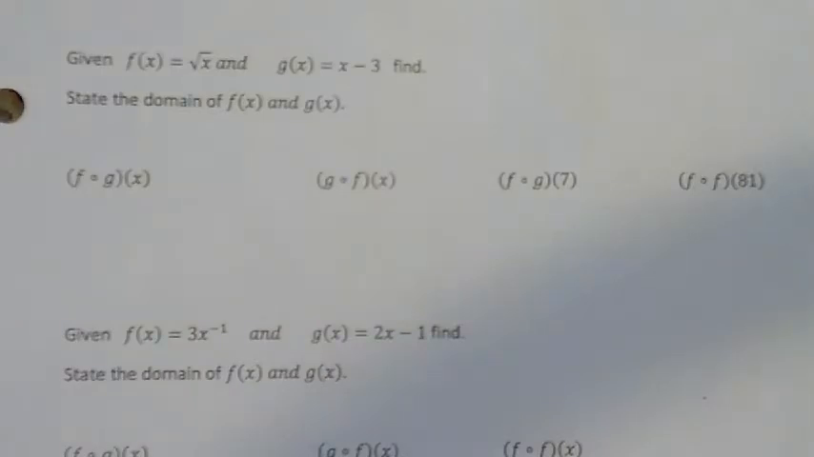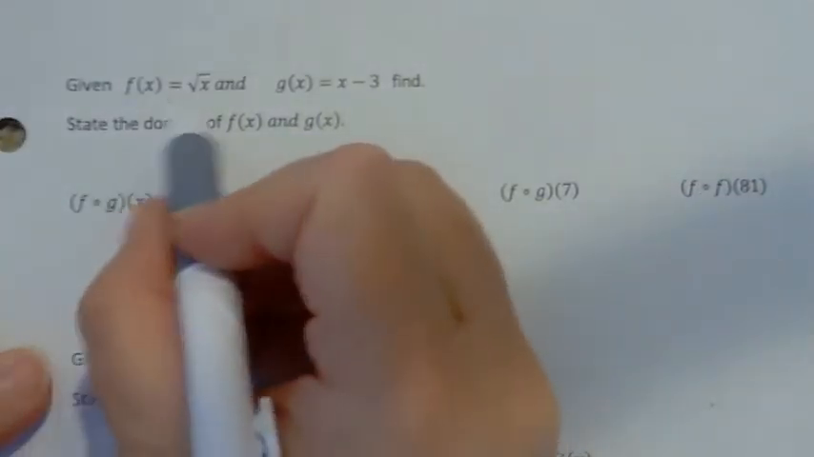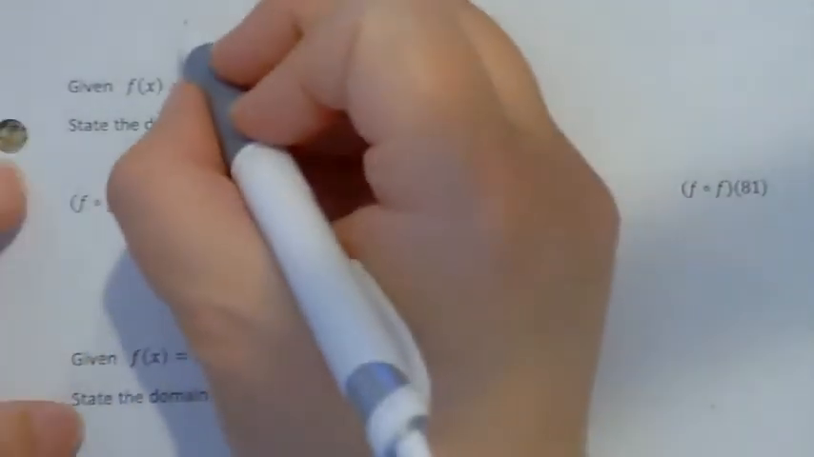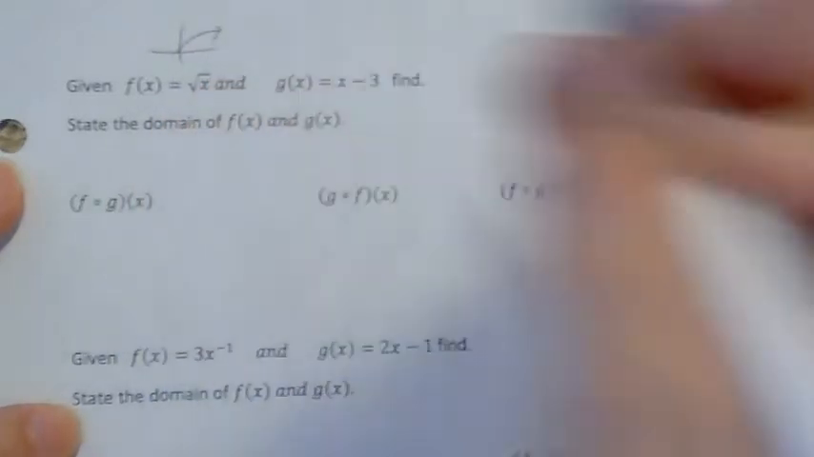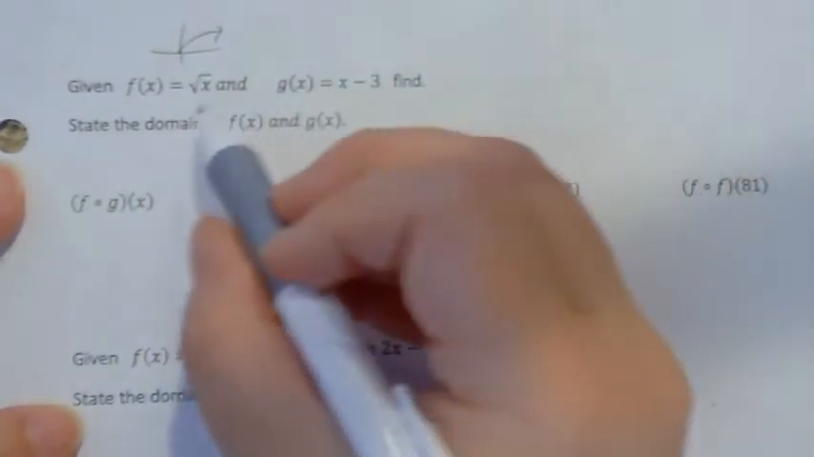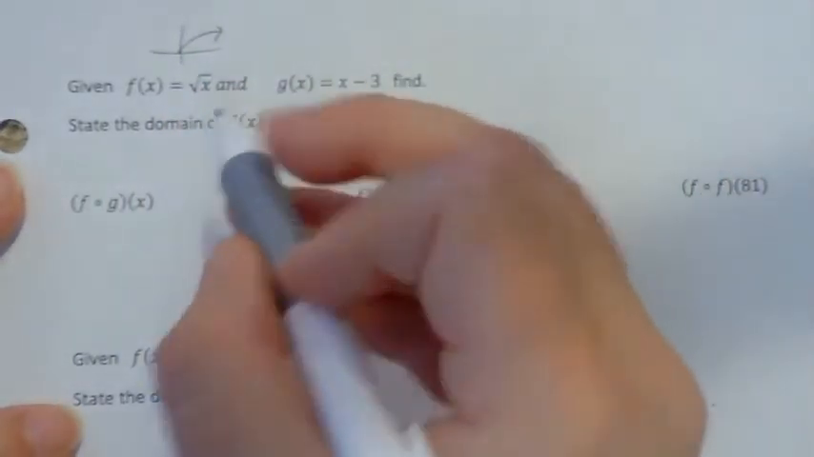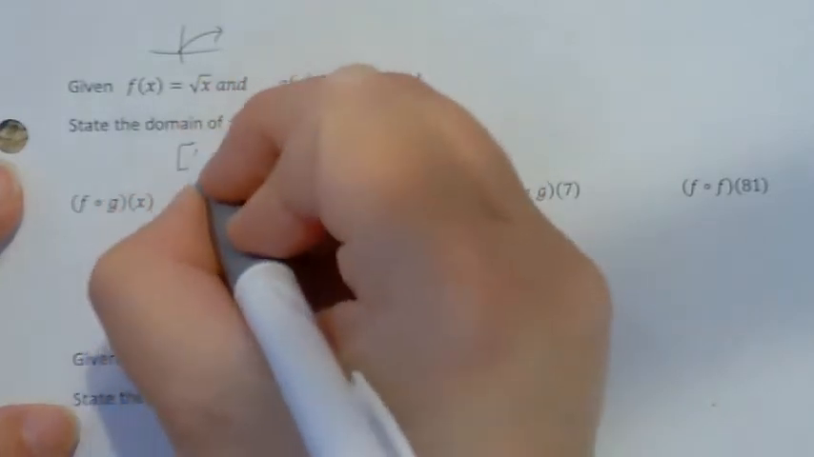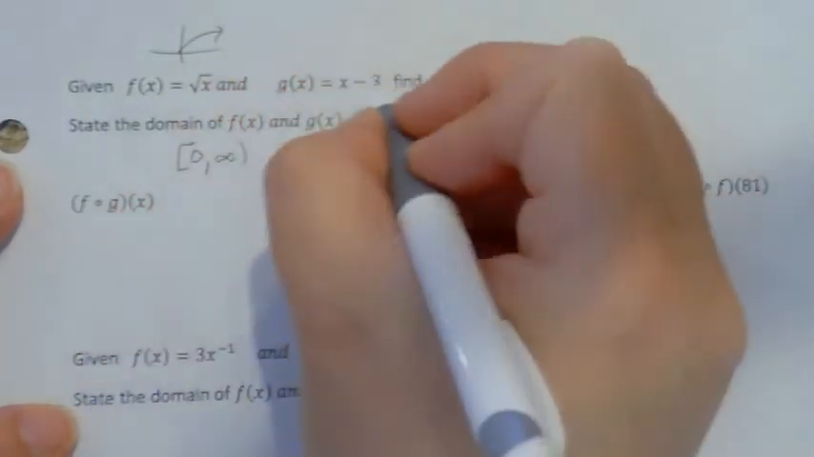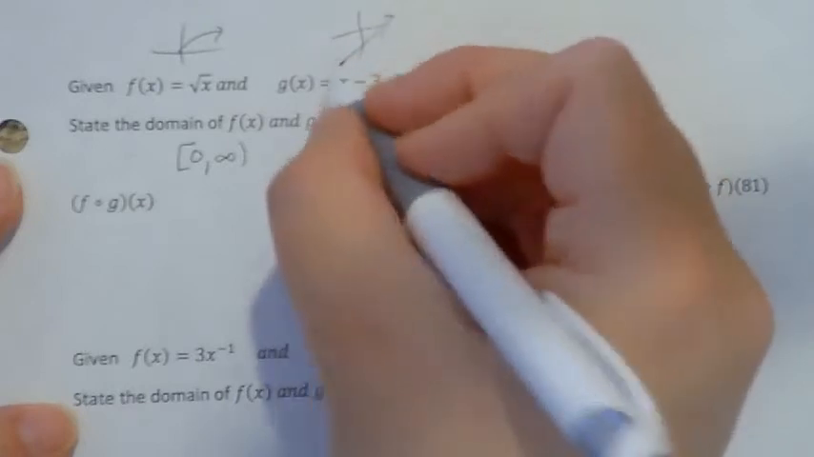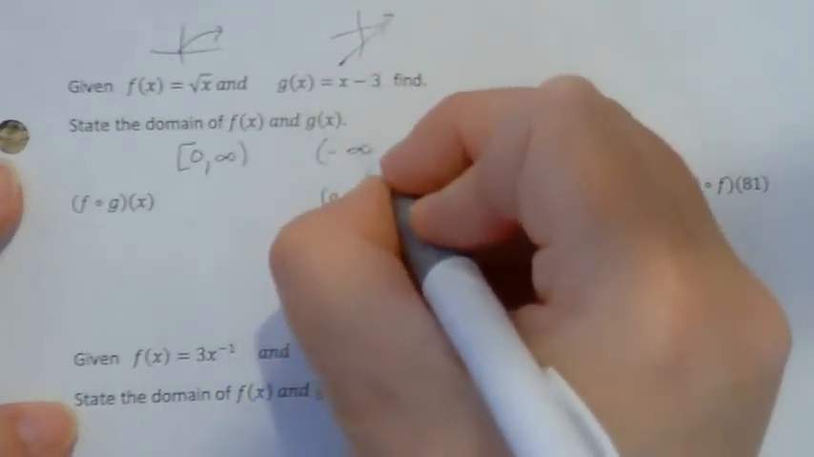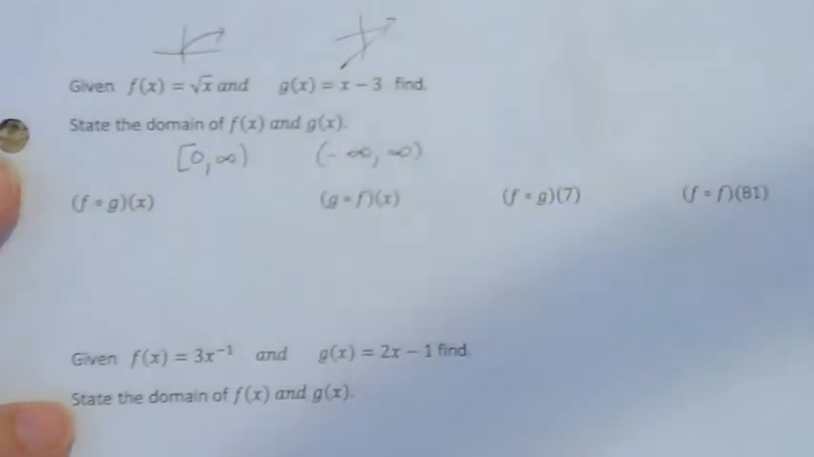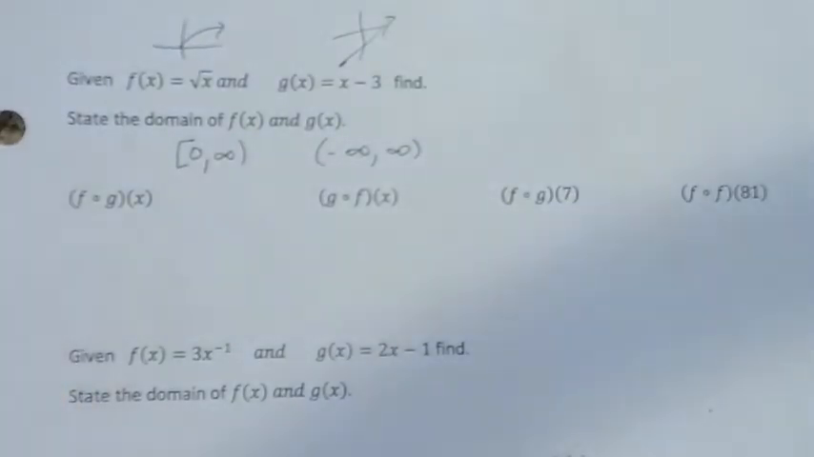Okay, let's do a couple more examples here. So this f function is the square root of x, so that means if I graph it, it would look something like this. So this means that the domain would be 0 to infinity. If I graph this, it's linear, so the domain of g of x is negative infinity to infinity. So knowing the domain of our original functions is going to help us find the domain of our next functions.